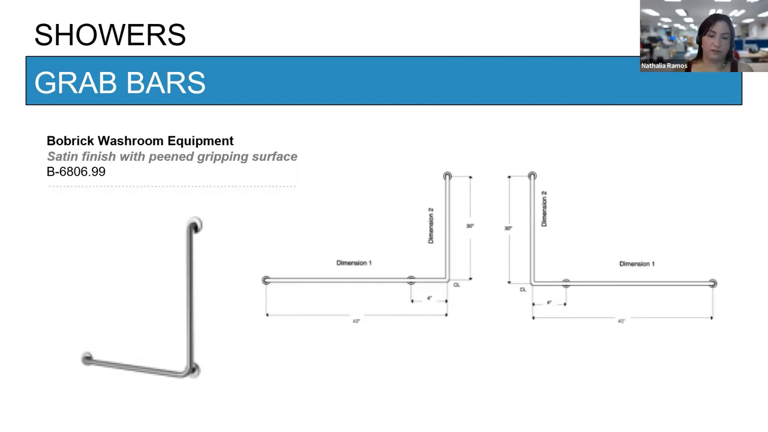We have a lot of questions regarding the shower L-shaped grab bar. We don't have a standard model from Bobrick, but you can specify the B6806. And then you have to specify if it is right-handed or left-handed, whichever model you need, and we can provide it as a special product. But the part number would be the 6806.